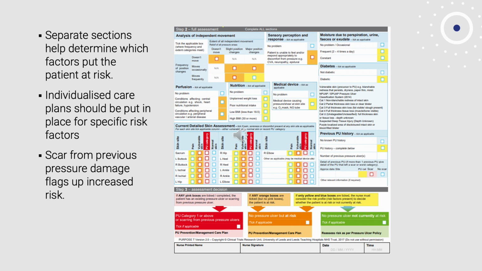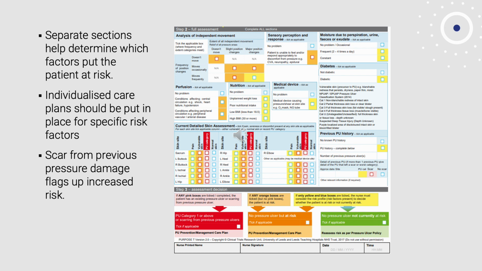So one part of this, we're going to go through it in more detail now, but an interesting part is that the detailed skin assessment includes scarring from previous pressure damage. So this flags up as instantly red, and this is because when someone has a scar from previous pressure damage, we all know that scar tissue is not the same as normal healthy tissue that's not been damaged before, and therefore it's at more risk of breaking down. So Purpose T does highlight scar tissue.